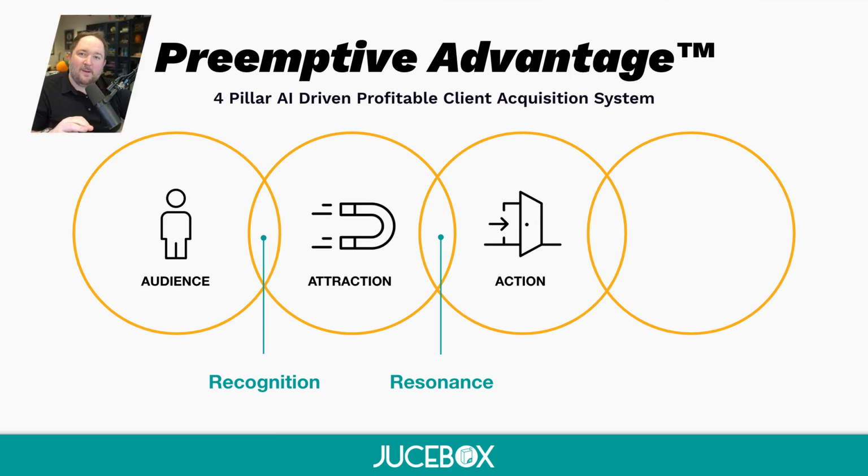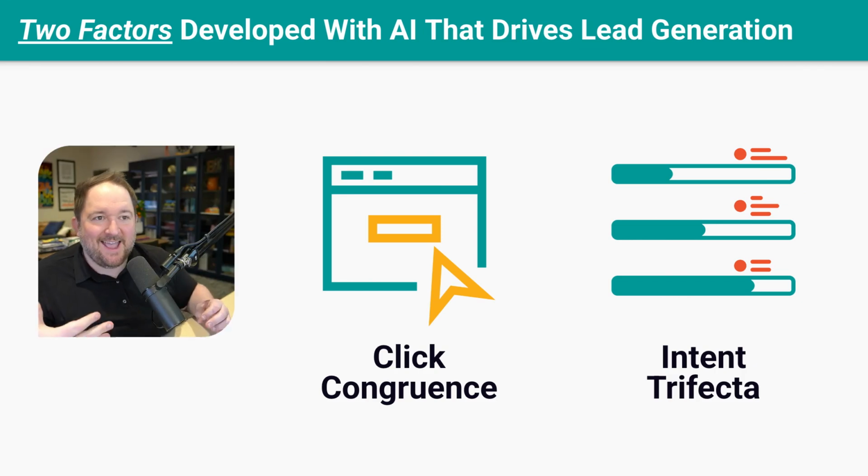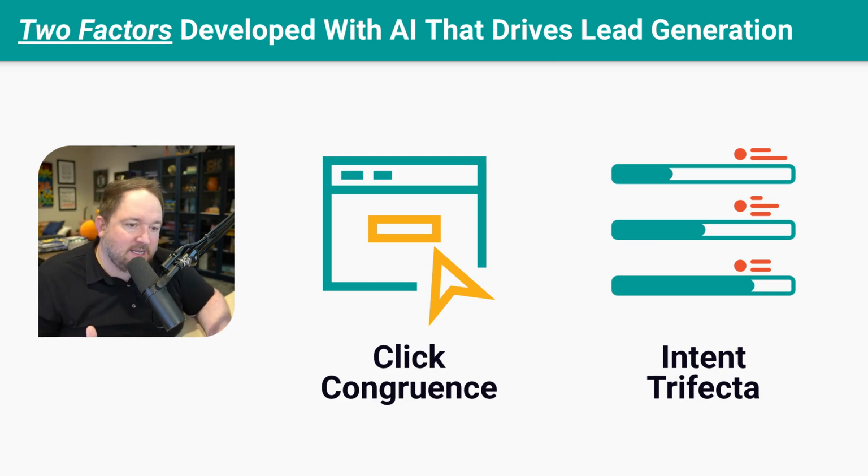At this point, in the prior trainings, I've already covered how we leverage AI to develop an audience and then attract that audience and get them to click to ultimately get educated so that they will pursue our solution to their retirement planning problem that our ads discuss and that ultimately resonated with them to get the click. And so in our landing page, this AI lead generation asset, there are two factors that we develop with AI to drive lead conversion with much higher quality and intent. Those factors we call click congruence and the intent trifecta.